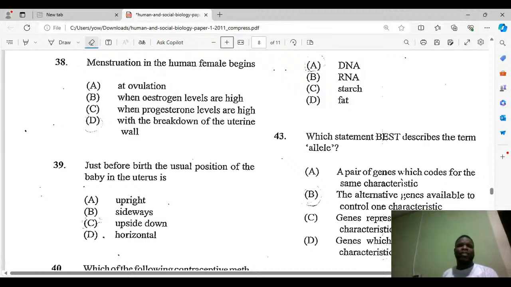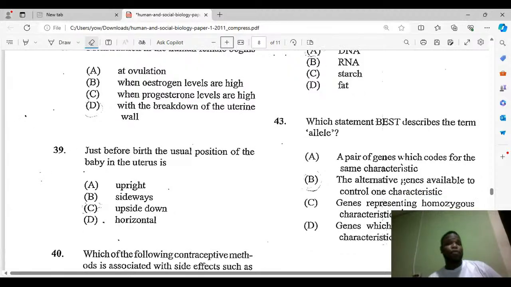Just before birth, the usual position of the baby in the uterus is, and this is very simple, what's that? Simple stuff, guys. Before birth, we know that the baby is always upside down. Can't be sideways, can't be upright. So the answer would be C. Simple stuff. Moving on to 40.